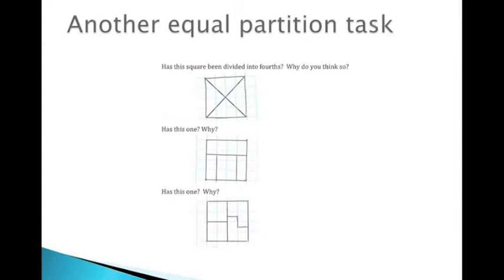The second one has four pieces, certainly, but the problem is they're not all the same size. On the bottom, the middle piece is twice the size of each of the side ones, and the horizontal piece at the top is also larger than the side ones. So while they're four pieces, that's not divided into fourths because they all have to be equal size.